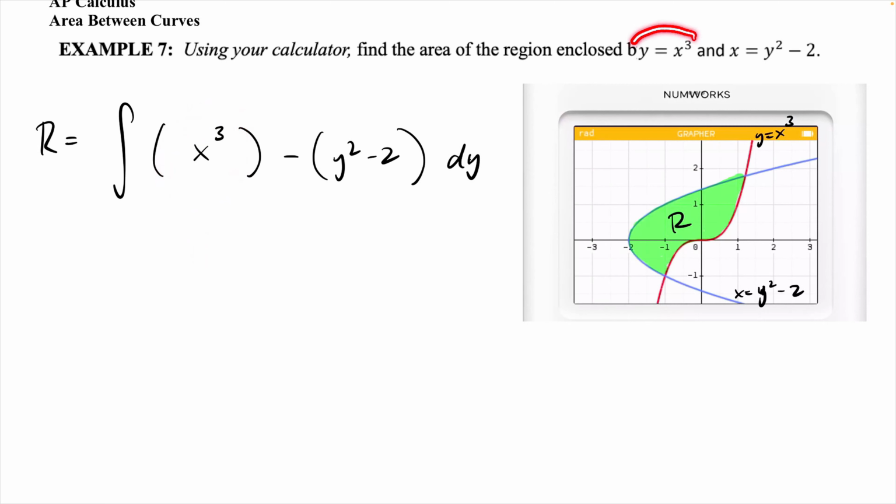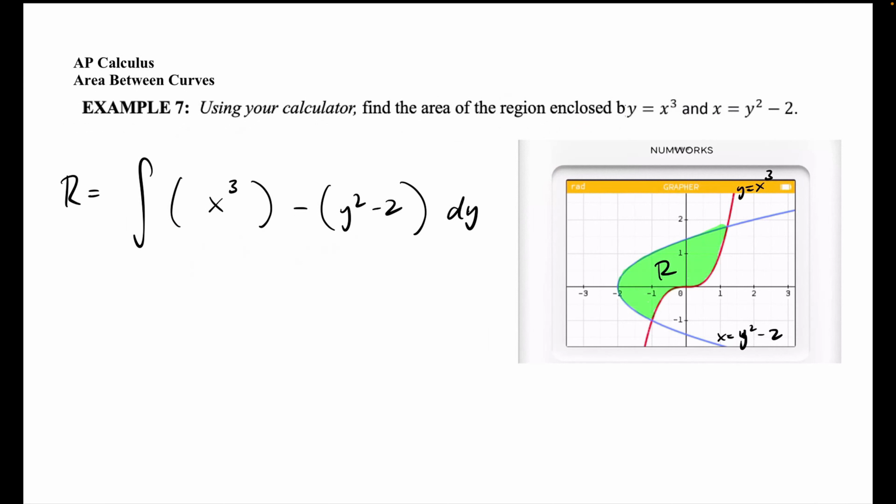If you didn't know, you would find out when you tried to put this in your calculator. Your calculator would have a fit because it doesn't recognize these things. It needs both of these to be the same. Since it's a dy, I only want y's in here. So for y equals x cubed, I need it to say x equals. It's not a big deal, not even that hard necessarily, but it is important.